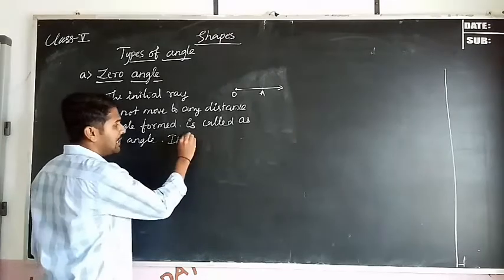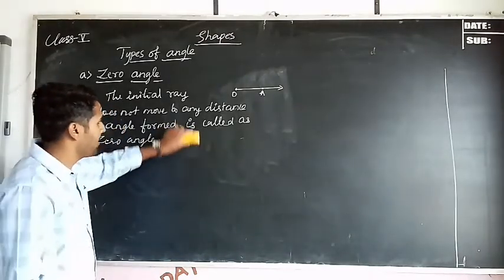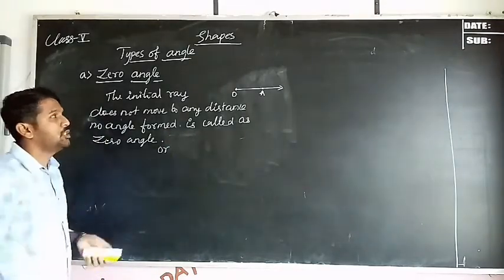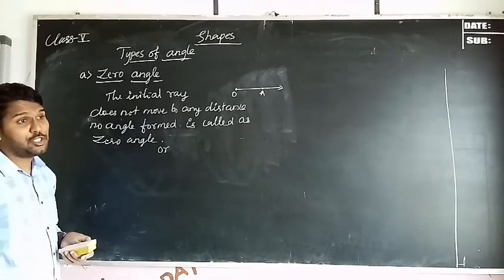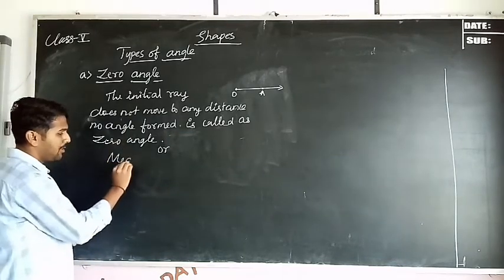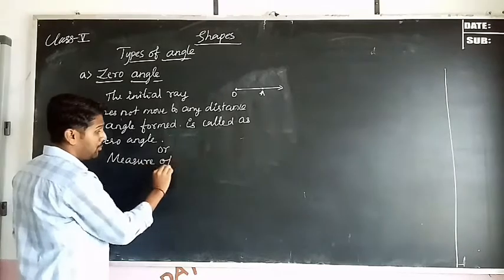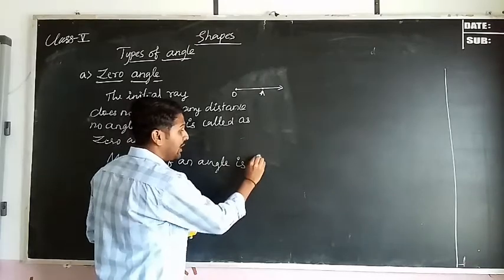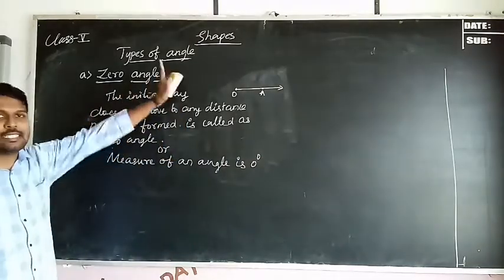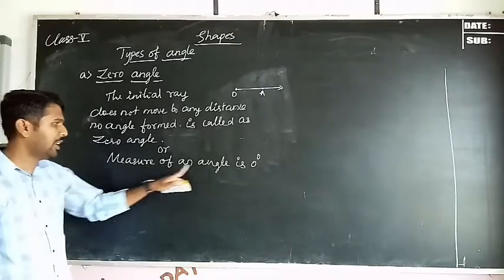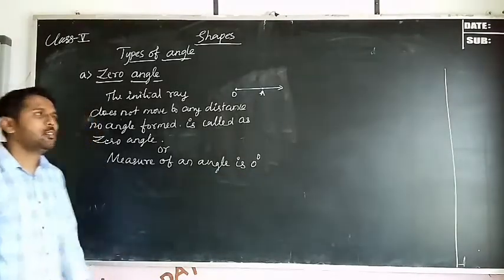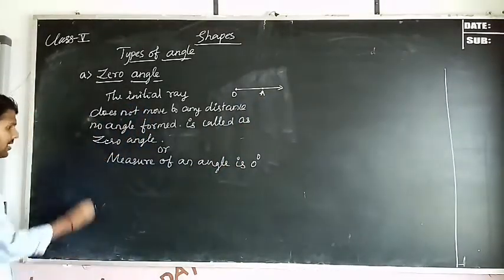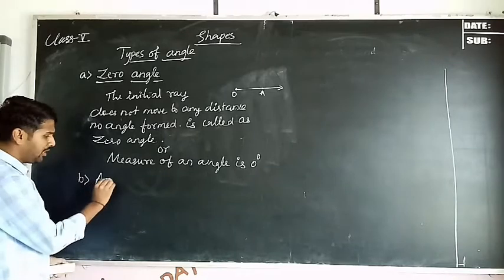Otherwise, what is the definition of zero angle? The measure of an angle is 0 degree. This is also the definition of a zero angle. So this is the representation of zero angle. So next one, acute angle.